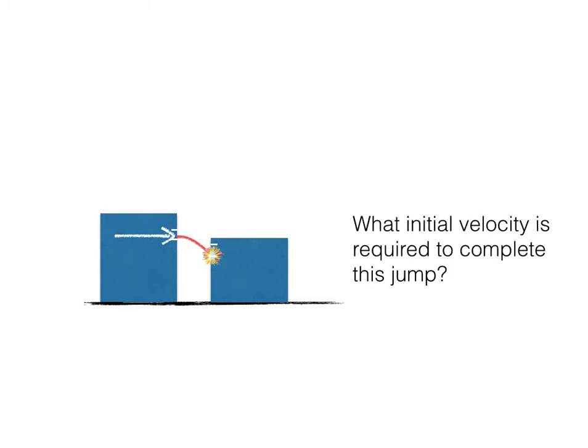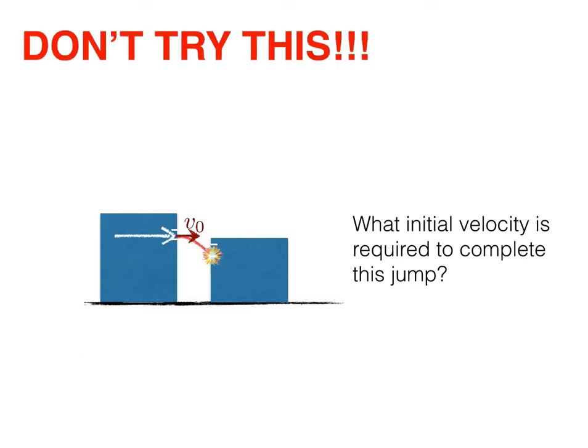So the question we're going to answer is, what initial velocity is required to complete this jump? And we're going to make an assumption that the initial velocity is completely horizontal. Now, before I go on, I should say that even after you watch this movie and understand how to calculate the minimum velocity, you should not try this jump. Remember, Jason Bourne is a highly trained government operative, and even he used a stunt double for this scene.